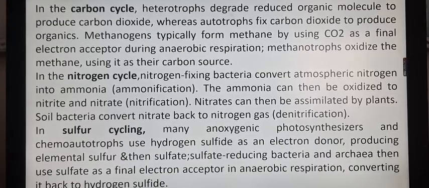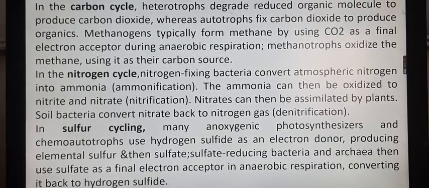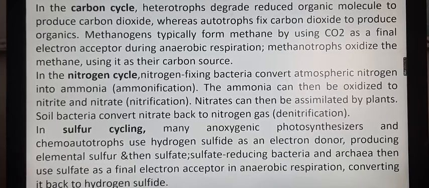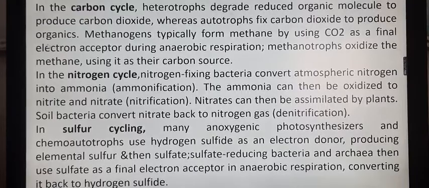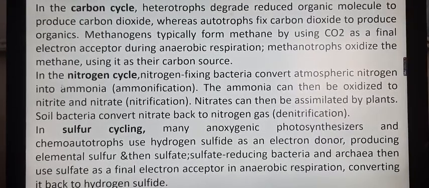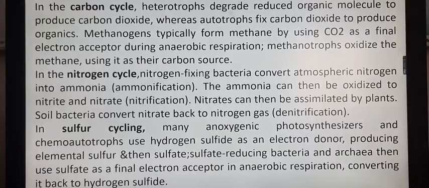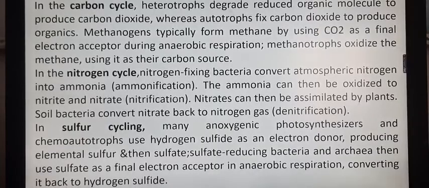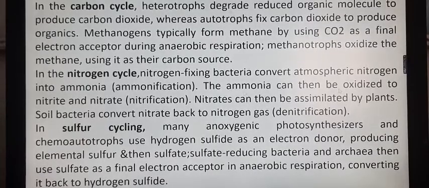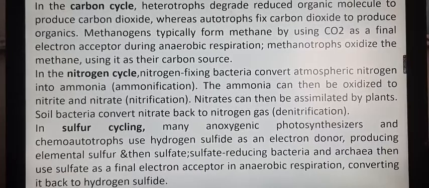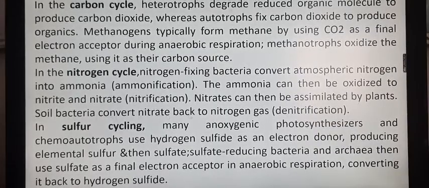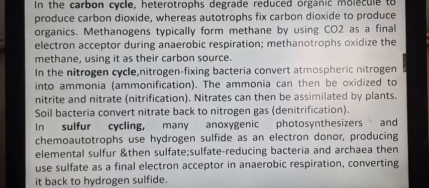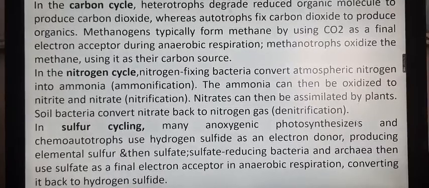So in the carbon cycle, what happens? Heterotrophs degrade reduced organic molecules to produce carbon dioxide, whereas autotrophs fix carbon dioxide to produce organics. Then in the nitrogen cycle, nitrogen fixing bacteria convert atmospheric nitrogen into ammonia. Ammonia can then be oxidized to nitrite and nitrate by nitrification. Then nitrates can be assimilated by plants. Then soil bacteria convert nitrate back to nitrogen gas by the process of denitrification.